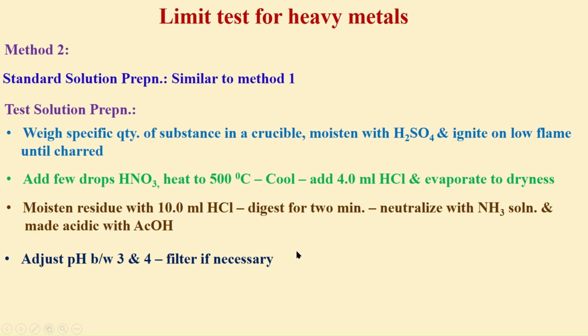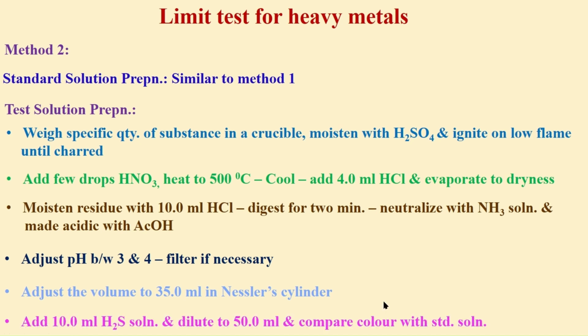The filtrate which is formed is taken into the Nessler cylinder and the volume is made up to 35 ml with water. To the resulting solution, we add 10 ml of hydrogen sulfide solution and make up the volume to 50 ml, and the color which is produced is compared with the standard solution.